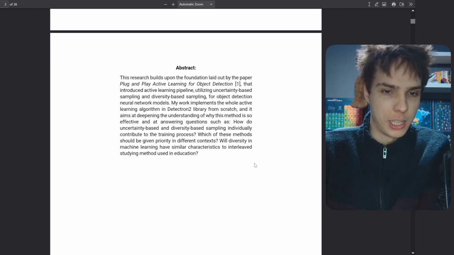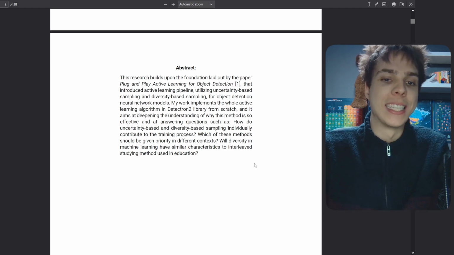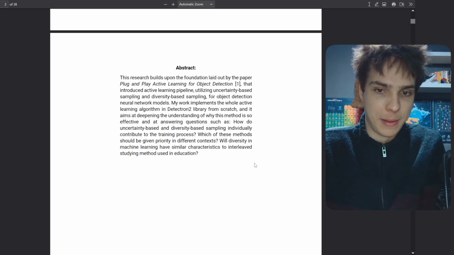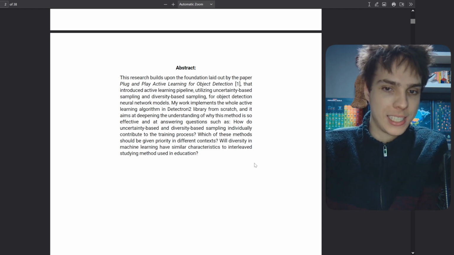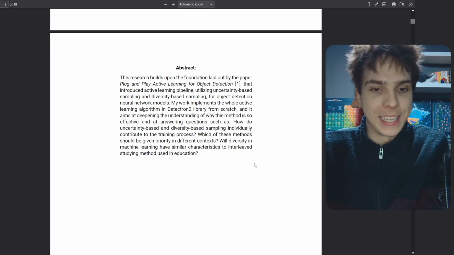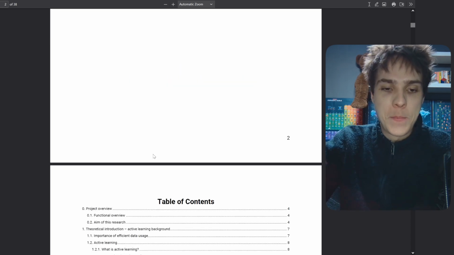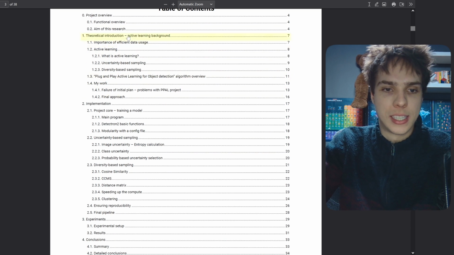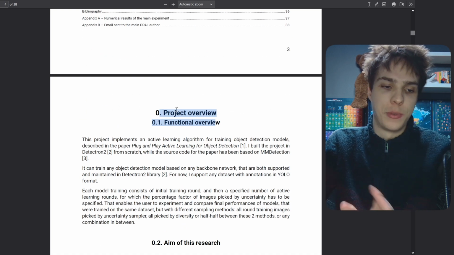and it aims at deepening the understanding of why this method is so effective, and at answering questions such as how do uncertainty-based sampling and diversity-based sampling individually contribute to the training process, which of these methods should be given priority in different contexts, and will diversity in machine learning have similar characteristics to the interleaved studying method used in education. That's like a teaser, so you know what to expect. Then we have the table of contents: implementation, theoretical introduction, experiments, conclusions, whatever, doesn't really matter for now.